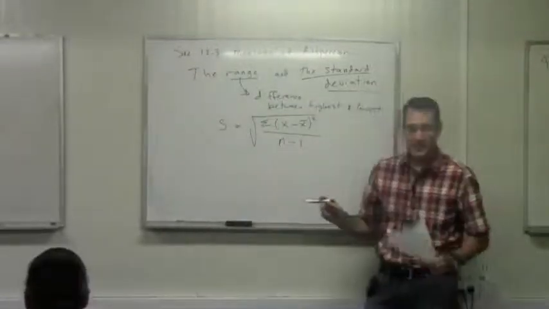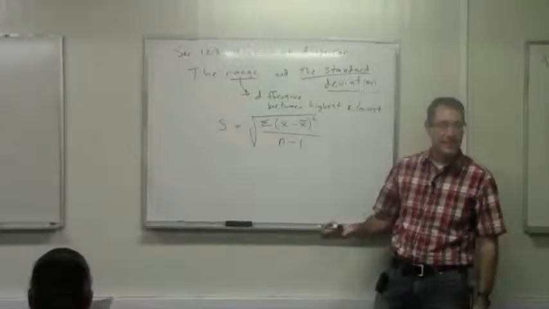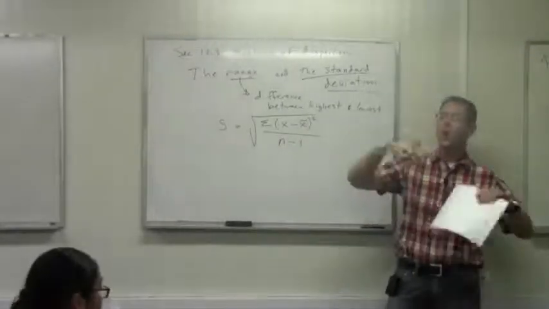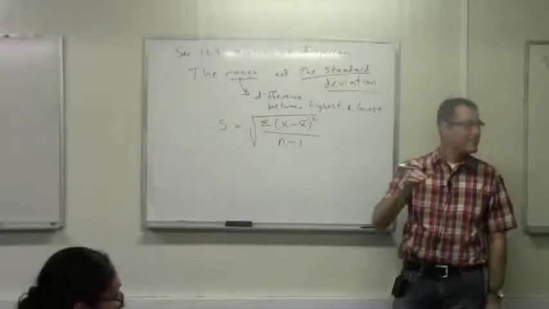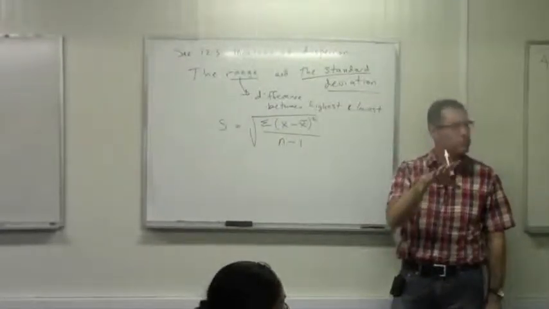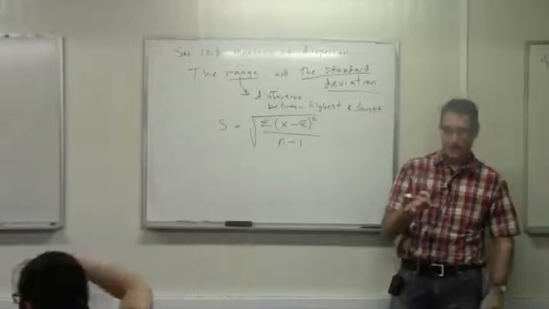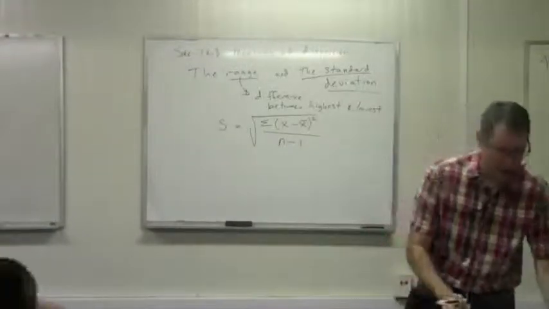I'll show you how to use this in a second, but what this means, again, is if you take a whole bunch of values, if the standard deviation is small, that means most of the values are probably right around the same point. Okay? Most of the values are right around the same point.